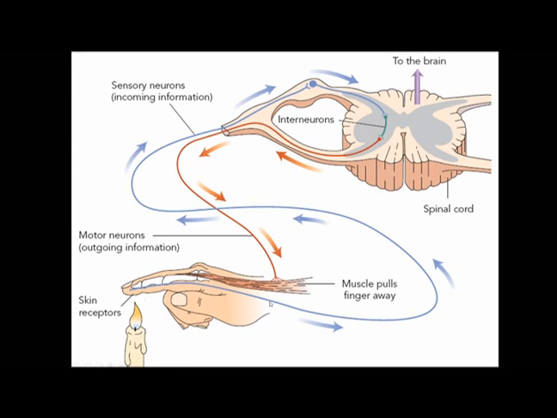So we have the sensory neuron input, the interneuron evaluation, and then the motor neuron response. And that 3-step process is usually what's going on, at least at the most basic level.